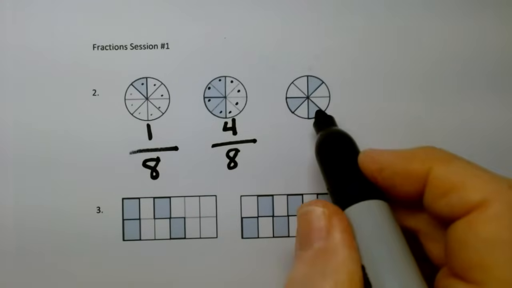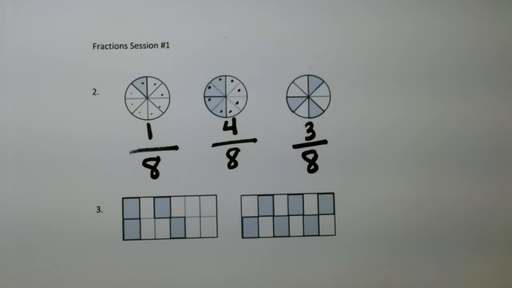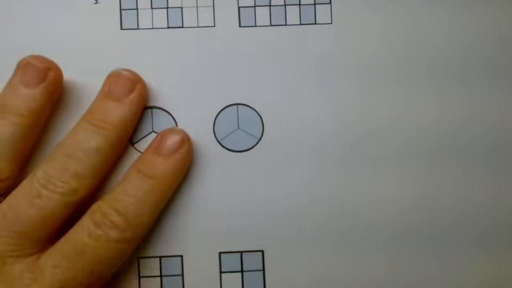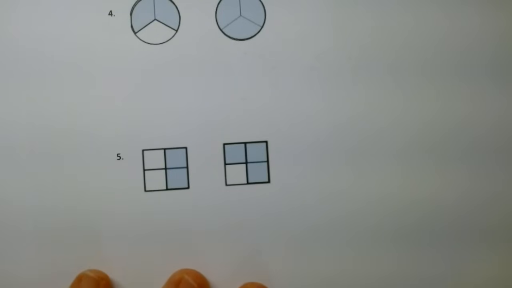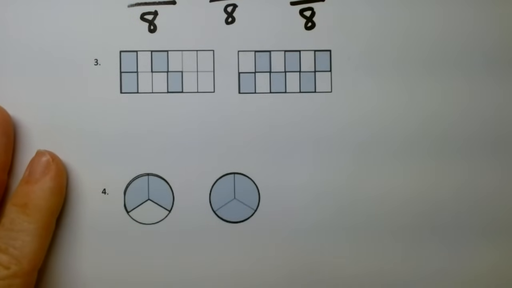Okay. So 1, 2, 3 is shaded out of 8 is on the bottom. Good. Okay. If this is making sense to you, can you finish the page? Here's the second one, in case you don't have it. Here's the second and the third one.